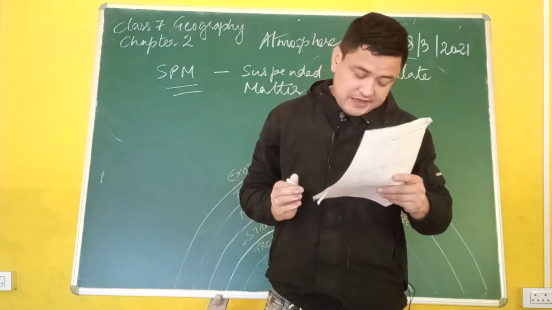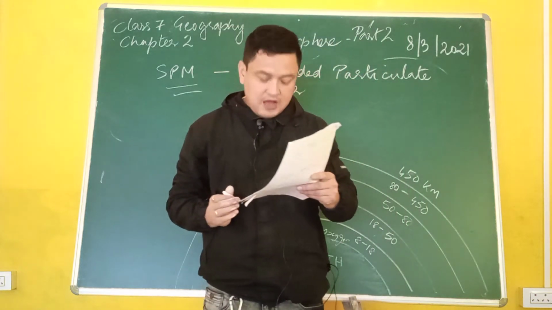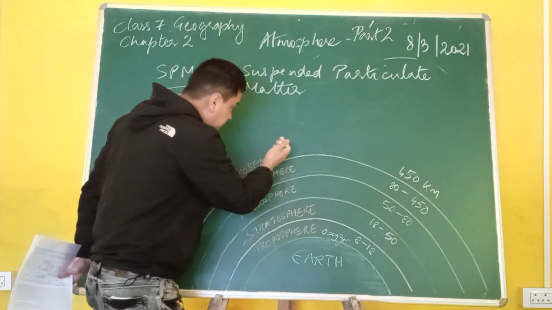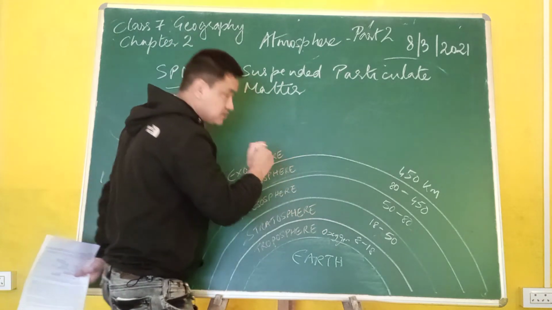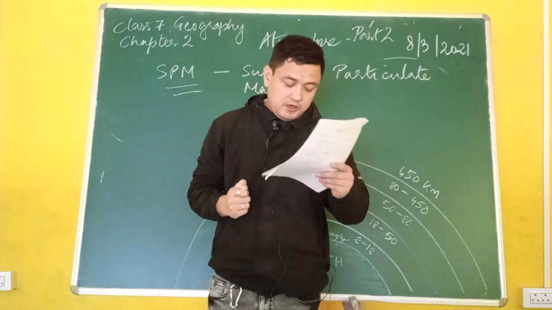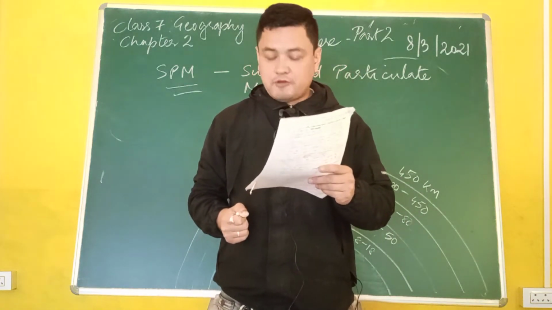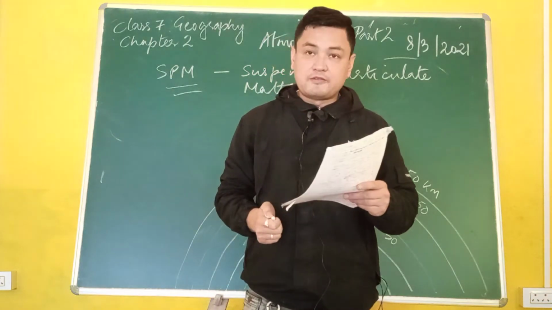Whereas lighter gases like helium, hydrogen, etc. are found in the upper layers. So hydrogen, helium, etc. are found even in the exosphere, in the thermosphere, in the mesosphere. Are you understanding? The amount of dust particles and water vapor, however, varies from the equator towards the poles due to the direct rays of the sun.